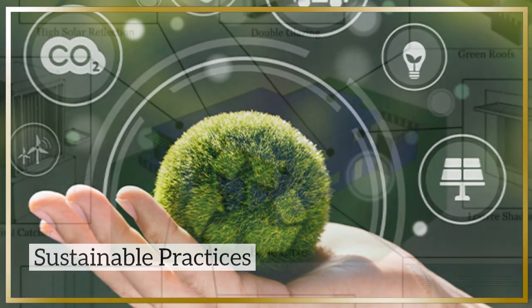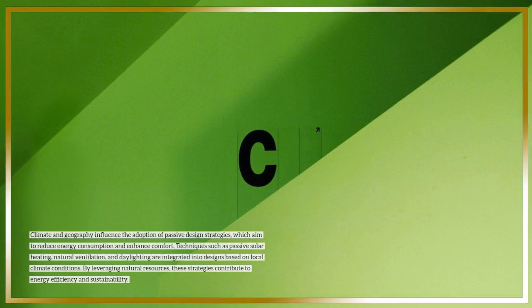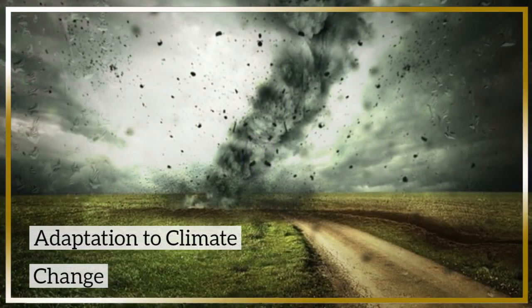Sustainable practices. Passive design strategies. Climate and geography influence the adoption of passive design strategies, which aim to reduce energy consumption and enhance comfort. Techniques such as passive solar heating, natural ventilation, and daylighting are integrated into designs based on local climate conditions. By leveraging natural resources, these strategies contribute to energy efficiency and sustainability.